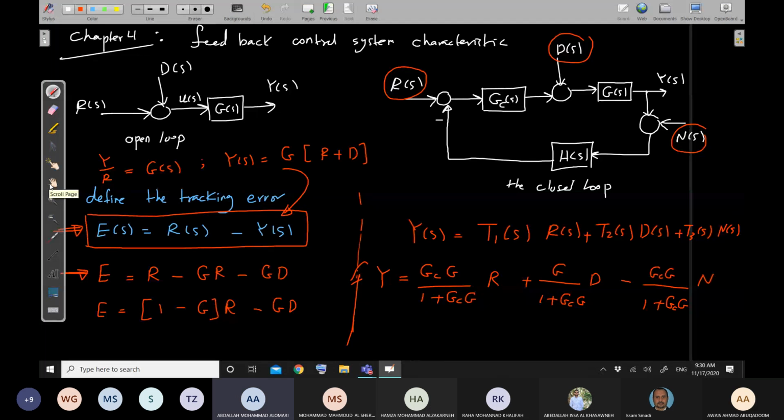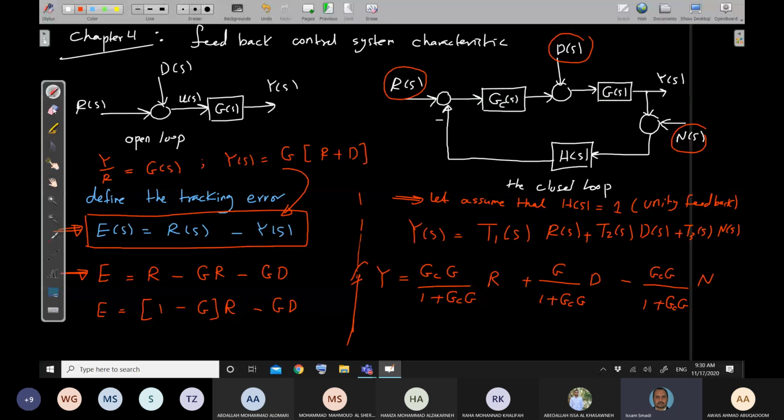دكتور مش المفروض عندنا feedback H؟ Yes, so let's assume, for simplicity, that H of S is equal to 1, which is what we call the unity feedback. You know that simply I can solve it with no issue, huh?